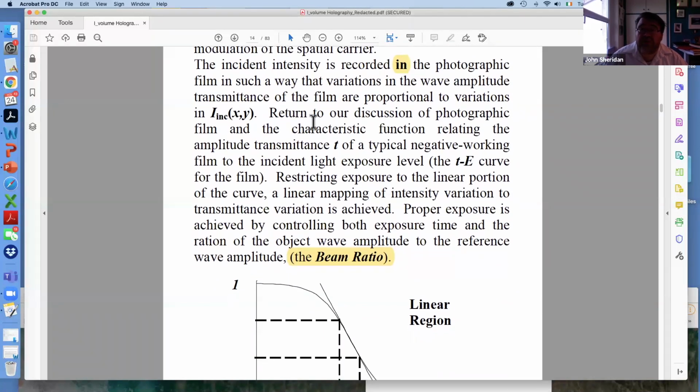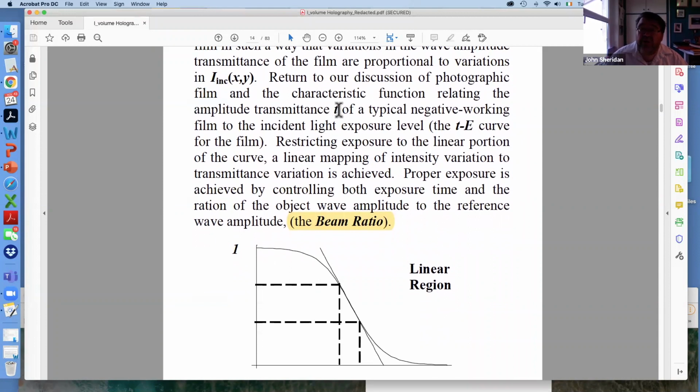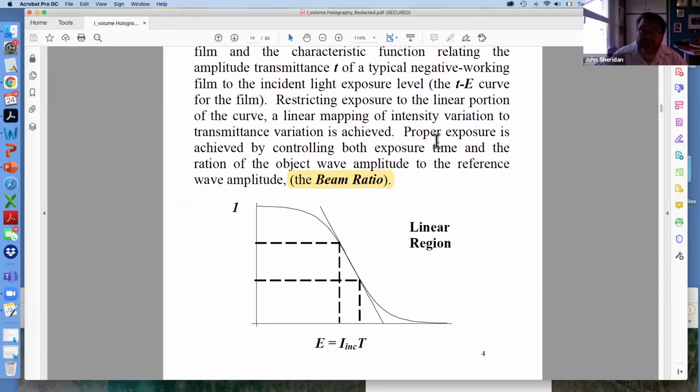We return to our discussion of photographic film and the characteristic functions relating the amplitudes. So I say return here, we just talk about how the material is going to react. And typically with the old-fashioned films, you had something like a TE curve. And it often looked like this, where, for example, you produce a negative, you get a certain amount of transmission from the actual plate. And it depends on the exposure energy. And you had some sort of a characteristic like this. You had to expose above a certain amount, or you got nothing happening.